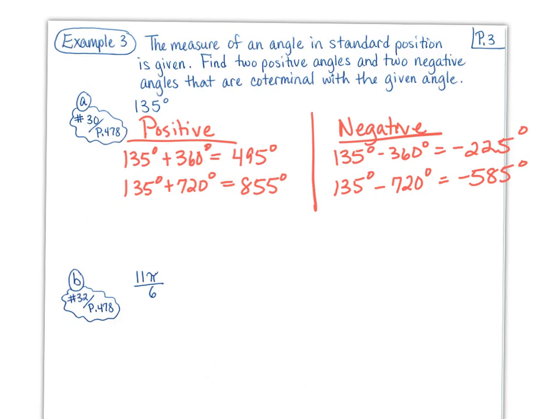Same idea if you are given radians. It's the same thing, but instead of adding 360, you're adding what? 2 pi. Good. You're adding 2 pi, or you're adding 4 pi, or you're subtracting 2 pi, or you're subtracting 4 pi. Or multiples of 2 pi.